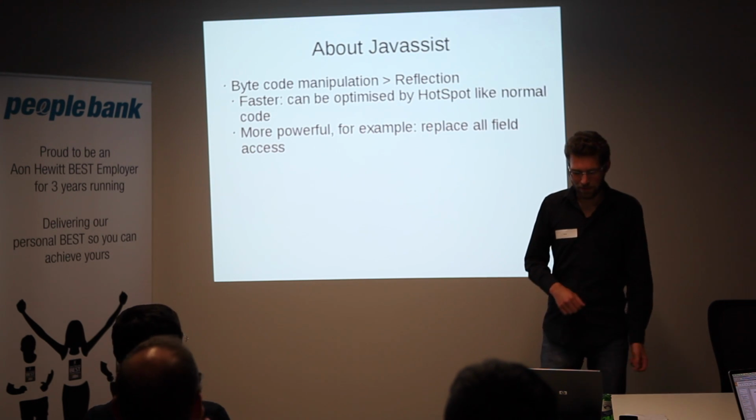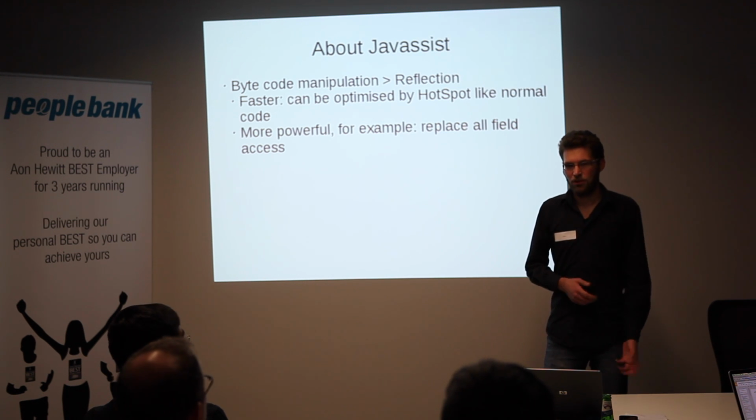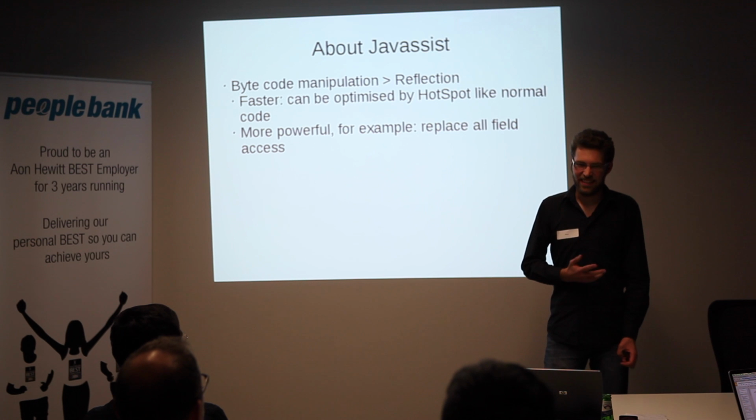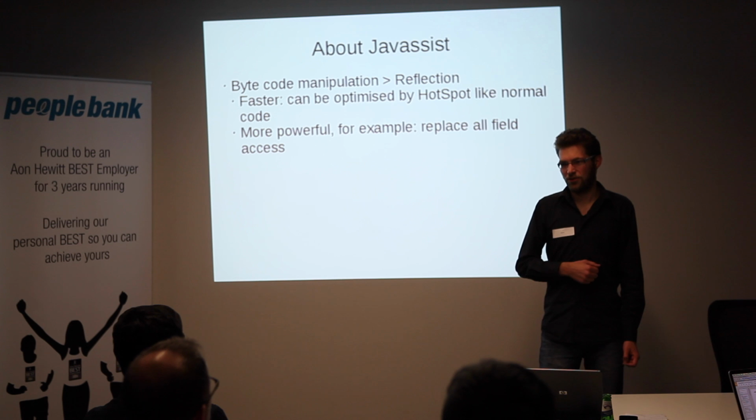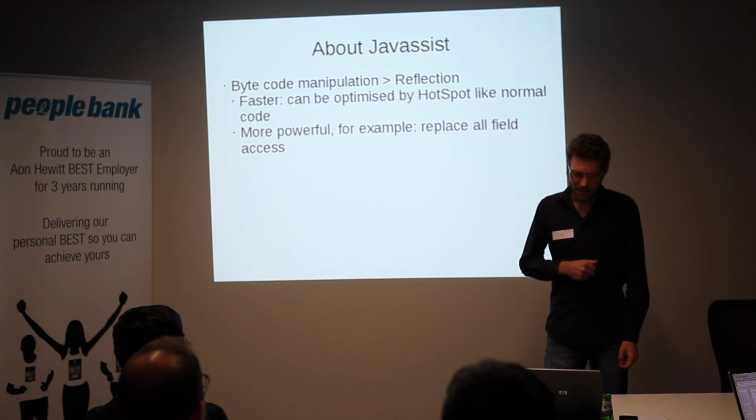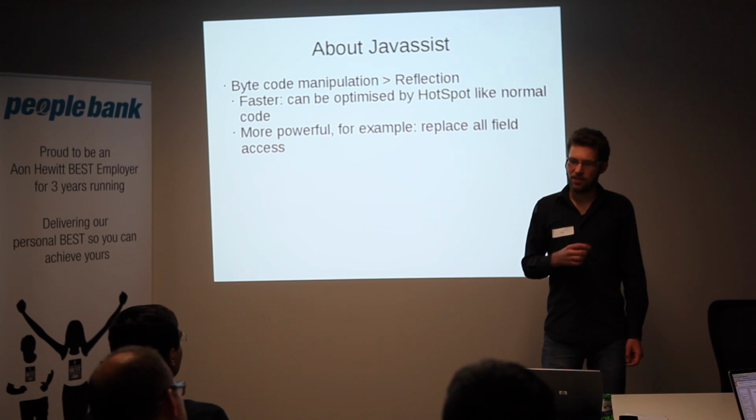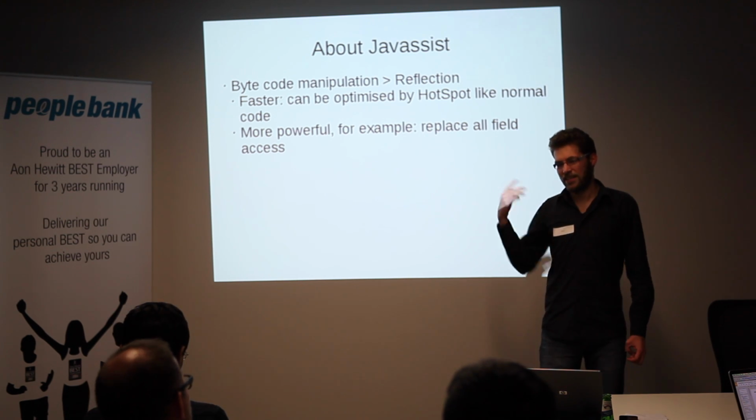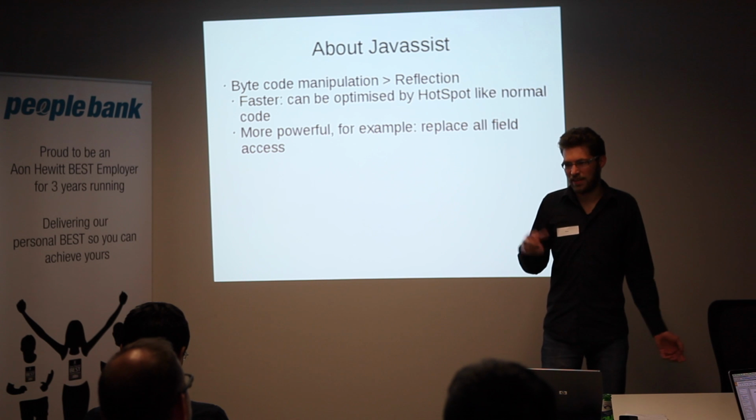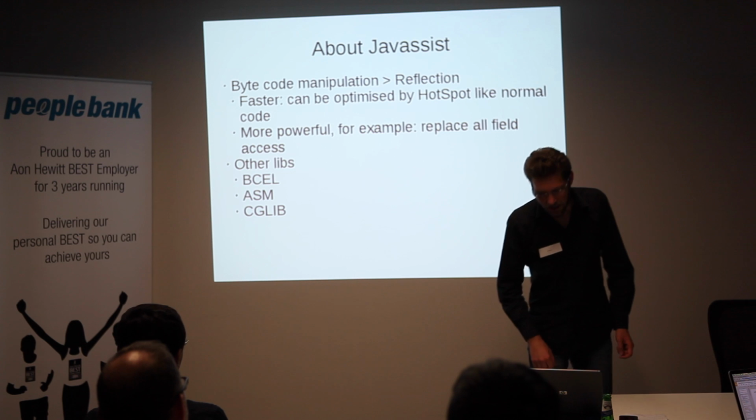First of all, why byte-code manipulation is better than reflection. First, it's much faster because it can be optimized by the HotSpot compiler like any other instructions. If you use reflection, it's not so easy for the optimizer. And the second point is it's much more powerful. For example, you can replace every single instruction, and if a setter is called on an object, mark your object internally as dirty, so the transaction monitor has to commit it later. You can do that, replace everything. This only works with byte-code manipulation.